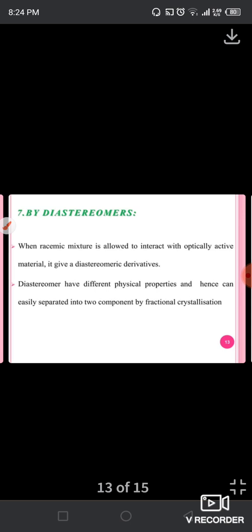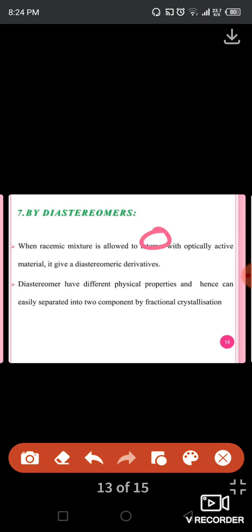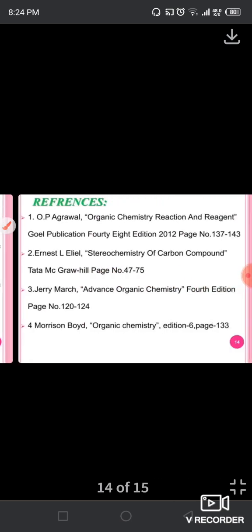The seventh method is by diastereomers, which allows interaction with an optically active material. So you add some optically active materials. They have different physical properties, and they are separated out on the basis of the fractional crystallization process. And this was the end of our lecture.